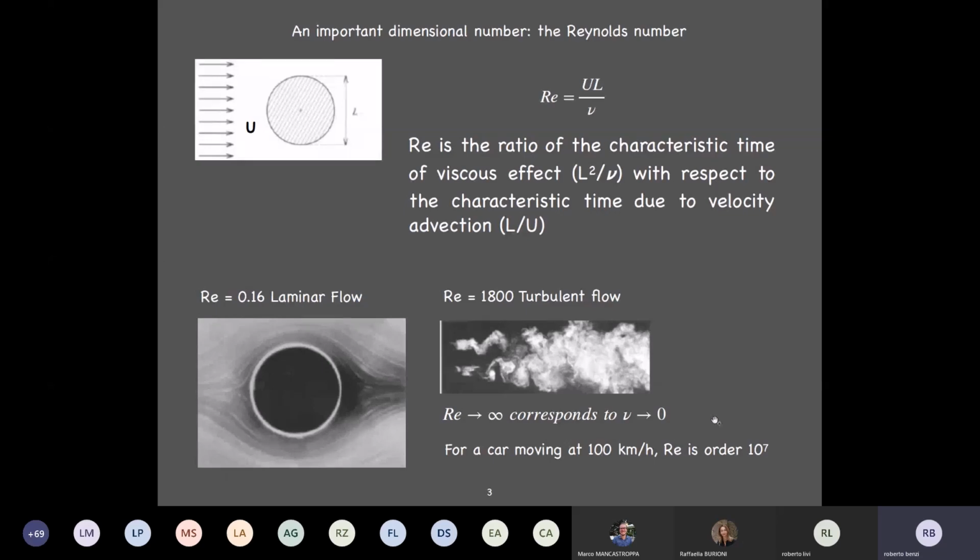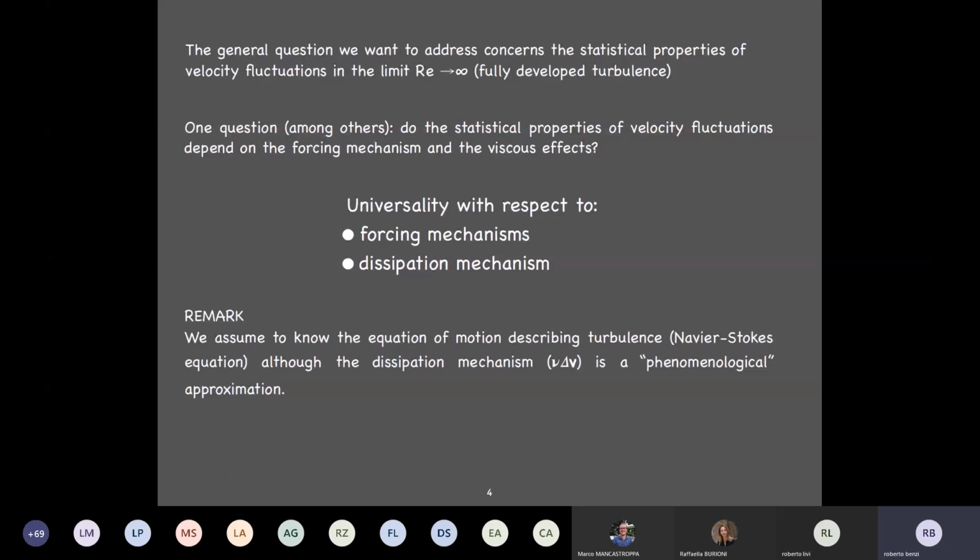So, what is the general question we want to address in this talk? It concerns the statistical properties of the velocity fluctuations when the Reynolds number goes to infinity. This is the region of high Reynolds number that we call fully developed turbulence. And in this narrow view, there are a number of different questions you can ask. We will concern ourselves with one among them, which is: do the statistical properties of velocity fluctuations depend on the forcing and the dissipation effects?